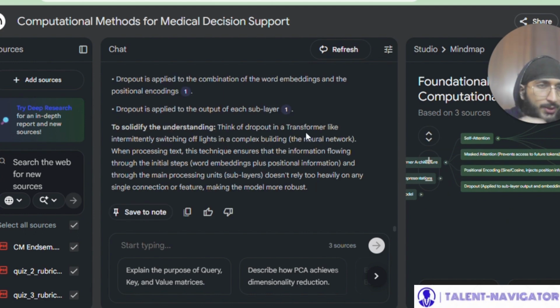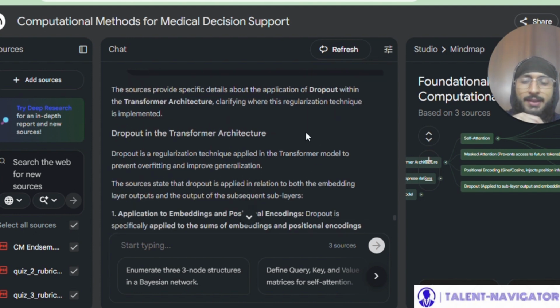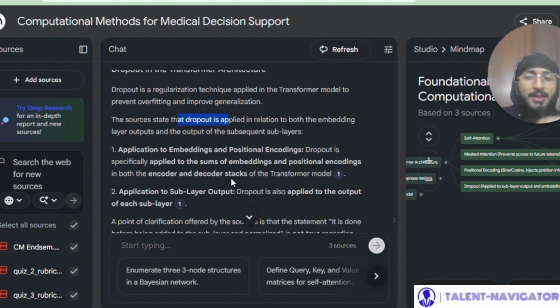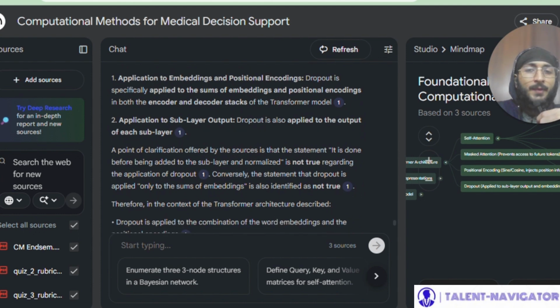Now after that we'll be discussing dropout, right? So dropout is basically a regularization technique applied in the transformer model to prevent overfitting and improve generalization. So the source that we have used here states that dropout is applied in relation to both the embedding layer outputs and the output of the subsequent sublayers. So dropout is specifically applied to the sums of embeddings and positional encodings in both the encoder and the decoder stacks of the transformer model. Dropout is also applied to the output of each sublayer, right? It is done before being added to the sublayer input and normalized.